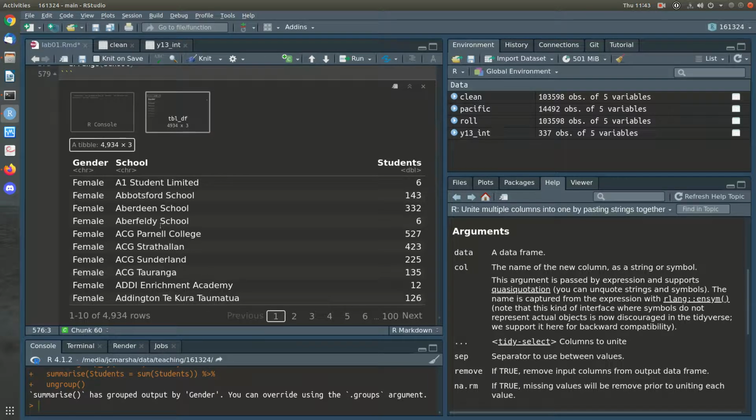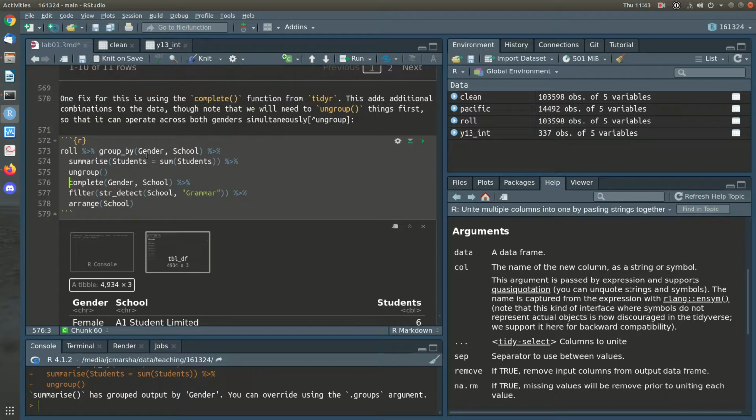So now we've got gender, female and male, and then we've got school. But we know we're going to have some missing rows in here. For example, we're not going to have a row female Auckland Grammar. We're not going to have a row male Auckland Girls Grammar, right? And so the complete function essentially gives us all of the combinations of gender and school, even the ones that we don't have. It just gives us all possible combinations of the things that we tell it to. So we're completing the gender and school.